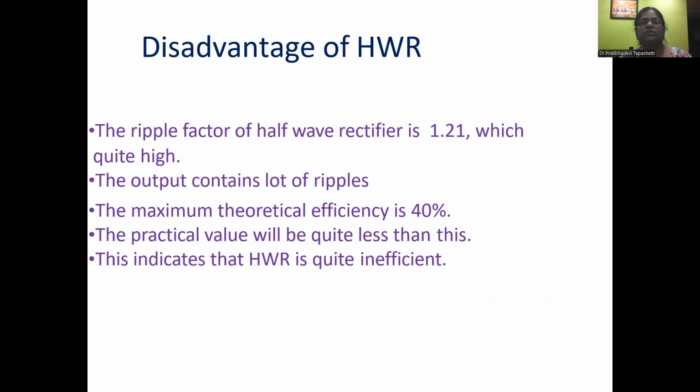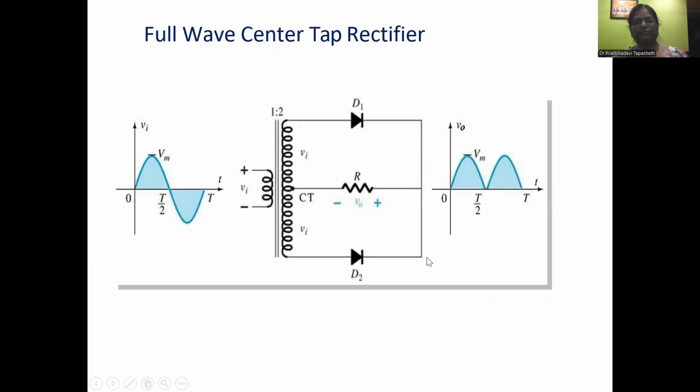What are the disadvantages of the half wave rectifier? Because of these disadvantages, we are going for the full wave rectifier. The ripple factor of the half wave rectifier is 1.21, which is quite high. The output contains a lot of ripples, that is the AC component. The maximum theoretical efficiency is 40.8%. The practical value will be quite less than this. This indicates the half wave rectifier is quite inefficient. So we are moving to the full wave rectifier.